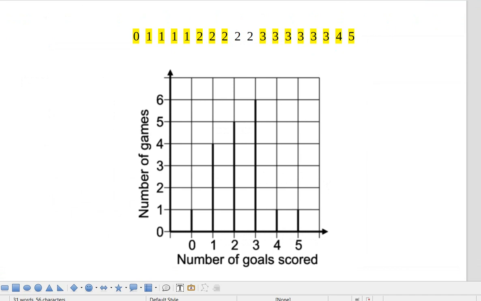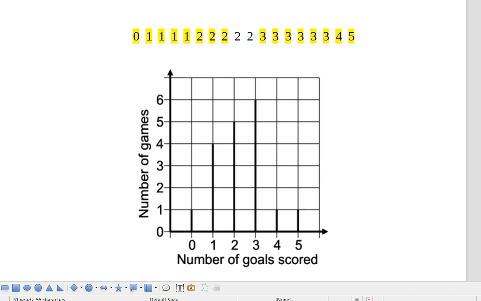And here I've written it out in full. And you can see we've got 1 lot of 0 and 4 lots of 1 and 5 lots of 2 and so forth. So I'm asked, first of all, how many games had 0 goals scored? Well, we can see that happened once. We're asked how many goals there were in total. Well, you can add that up. You can do 0 plus 1 plus 1 plus 1 and so forth, and you'll come to 41 goals.